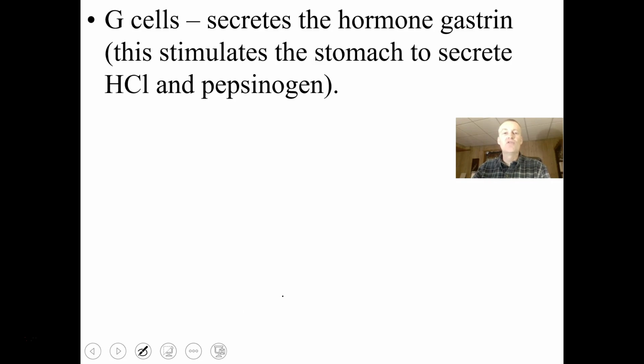G cells are also going to be found in those gastric glands, and they secrete a hormone called gastrin. This particular hormone is going to stimulate the stomach to secrete hydrochloric acid and pepsinogen. So it is a hormone secreted into the bloodstream that goes back to the wall of the stomach and tells the wall of the stomach to secrete hydrochloric acid and pepsinogen.